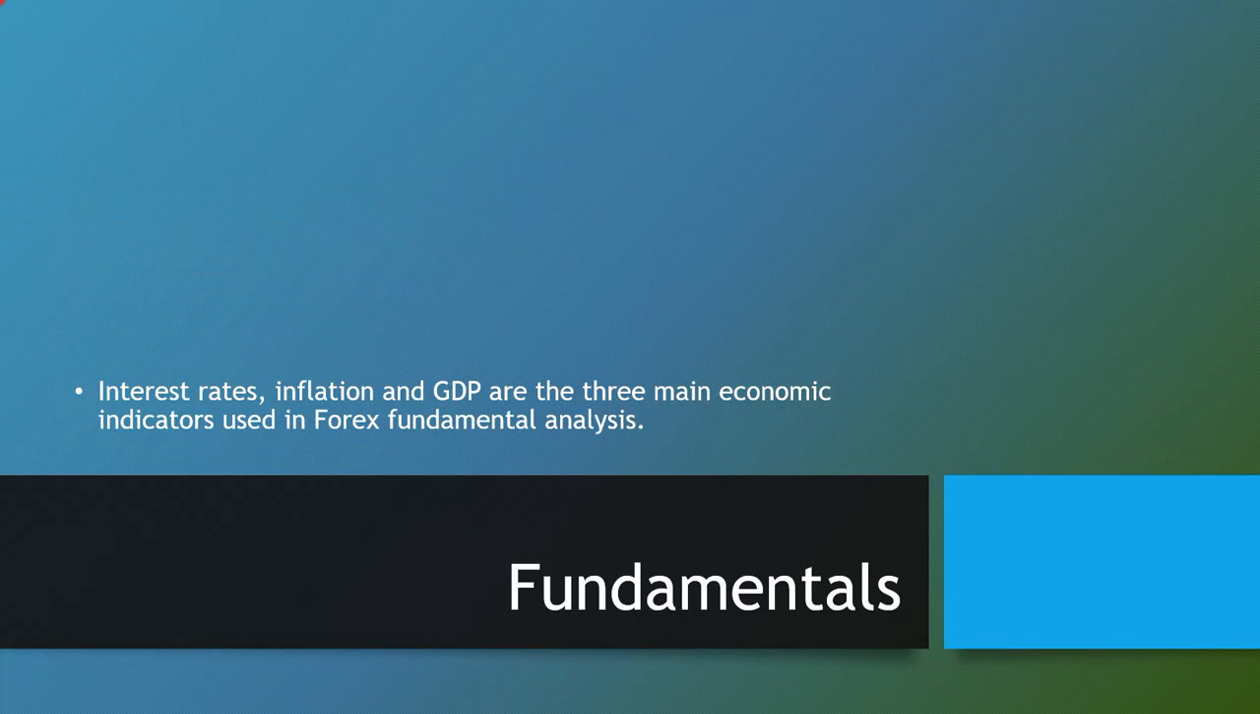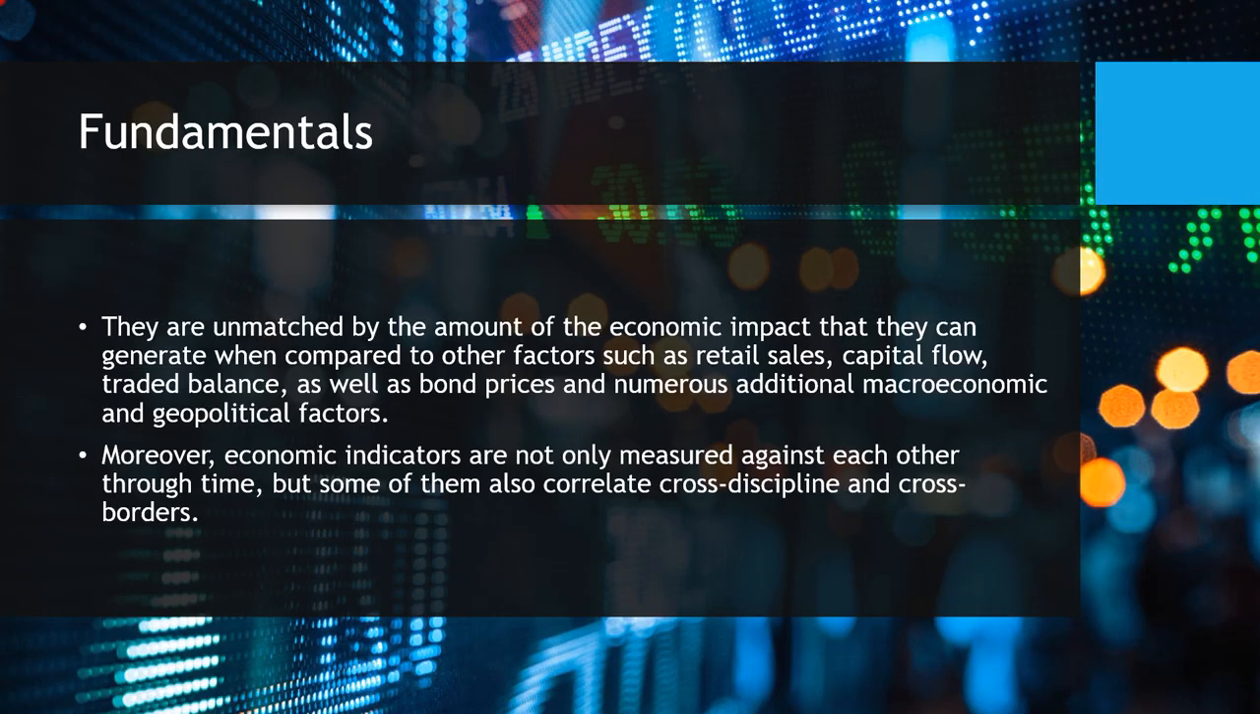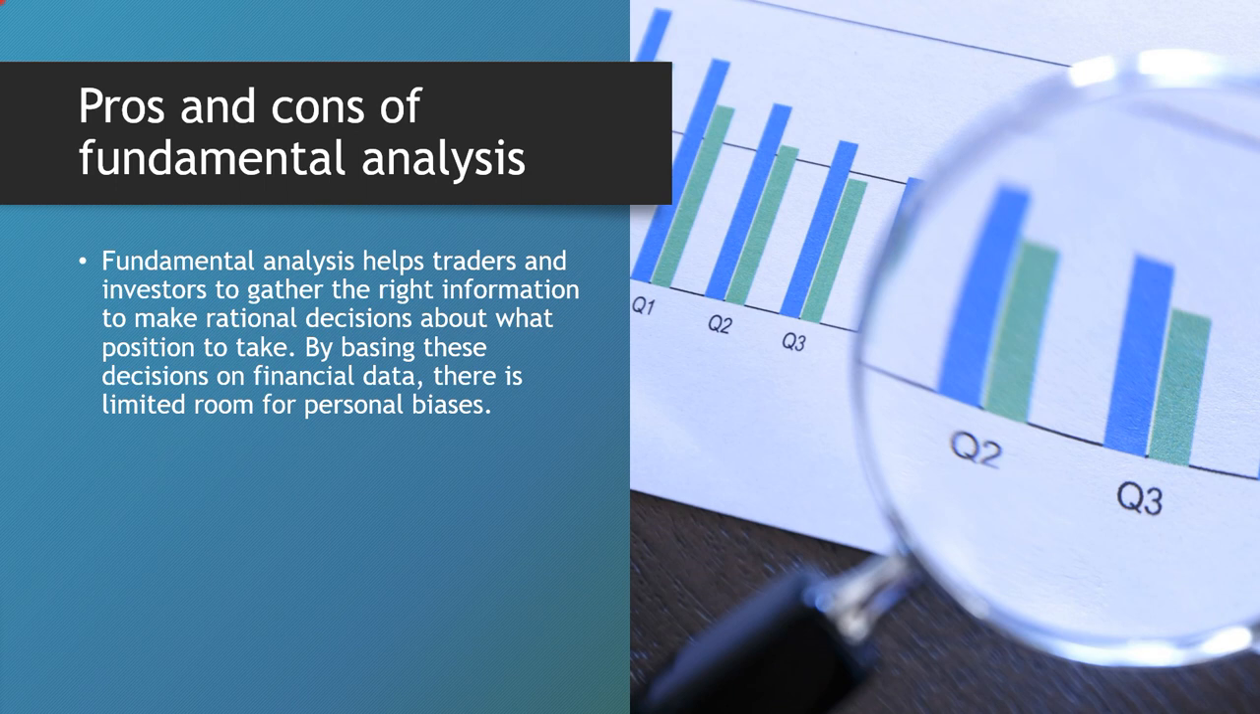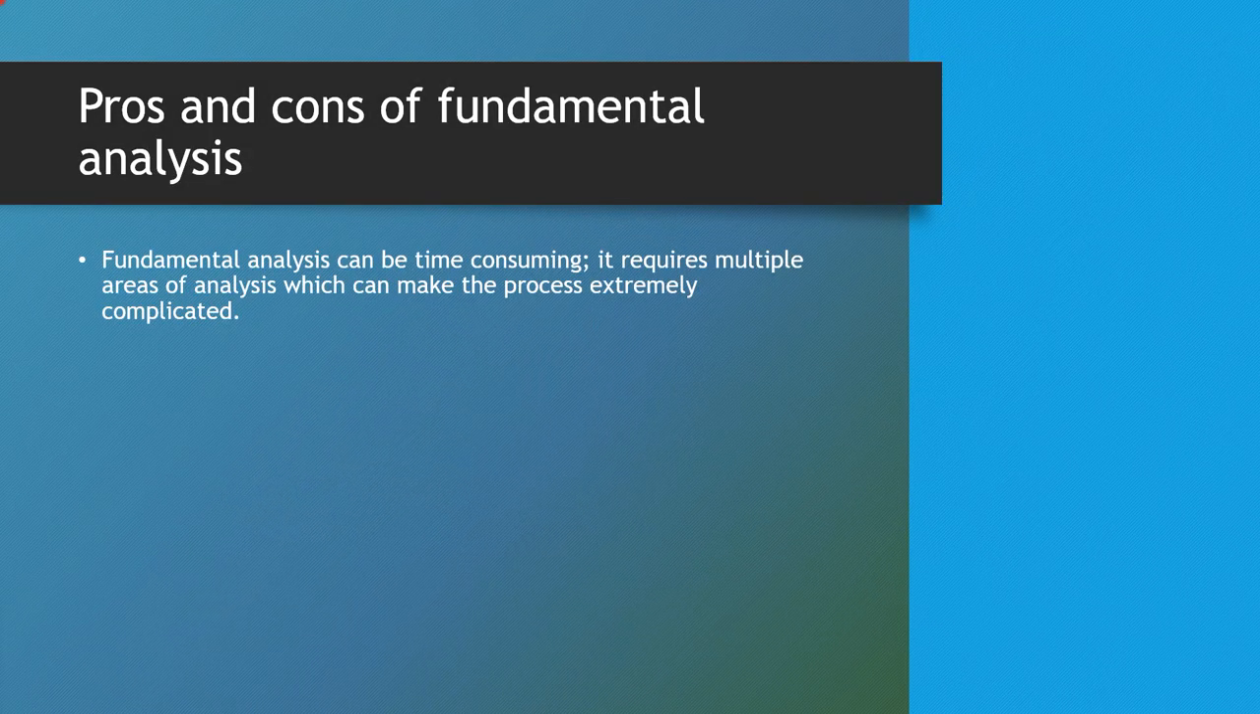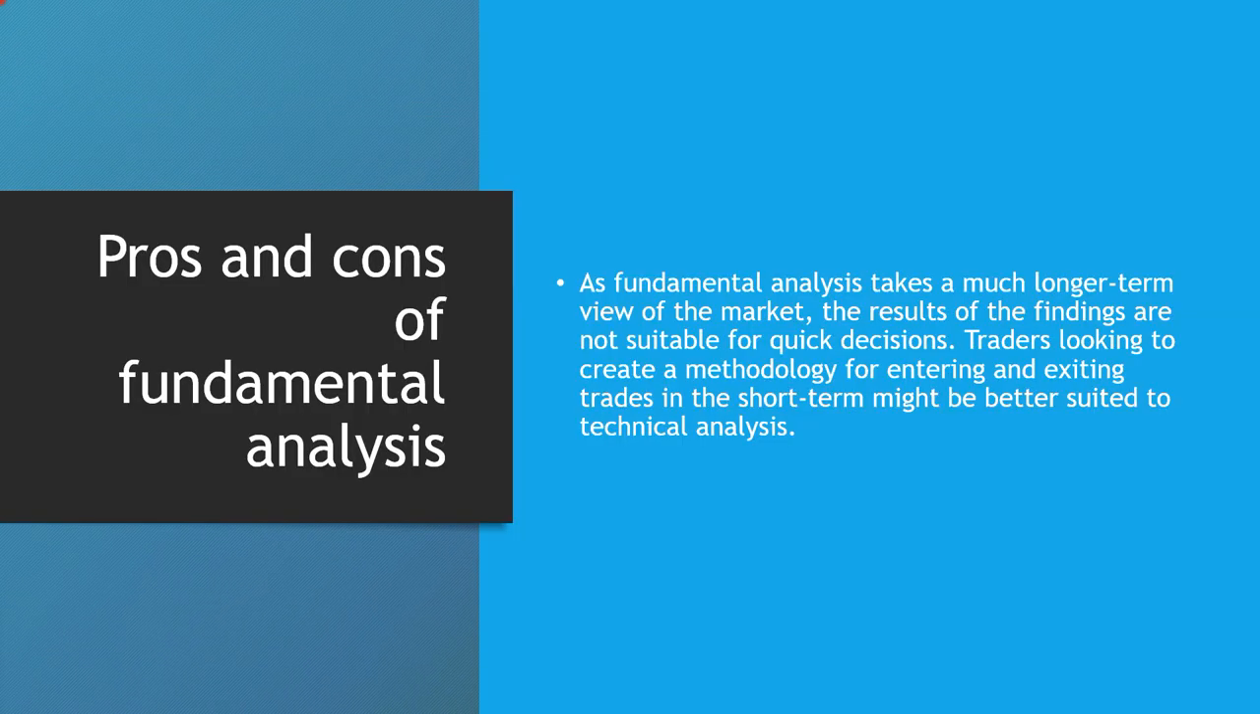So all of this is wrapped together. Interest rates, inflation, and GDP are the three main economic indicators used in forex fundamental analysis, but you have to look at them all. Economic indicators are not only measured against each other through time, but some are also correlated cross-discipline and cross-borders. Fundamental analysis helps traders and investors to gather the right information to make rational decisions about what positions to take. Now, I think we spent enough time just talking about the basics of fundamental analysis, because like I said, we have another whole class on breaking all this down and seeing how it works together and what numbers you would evaluate in each report.